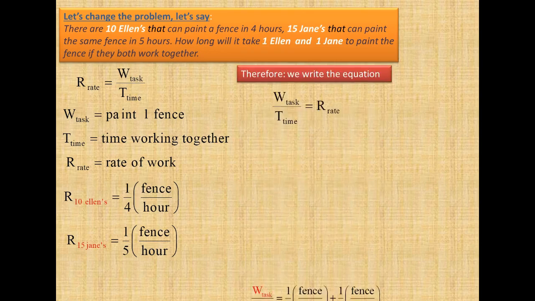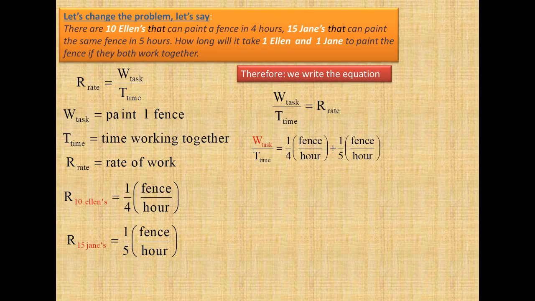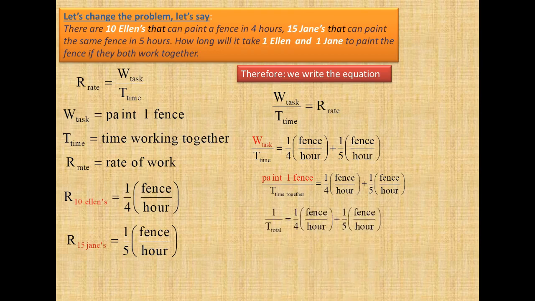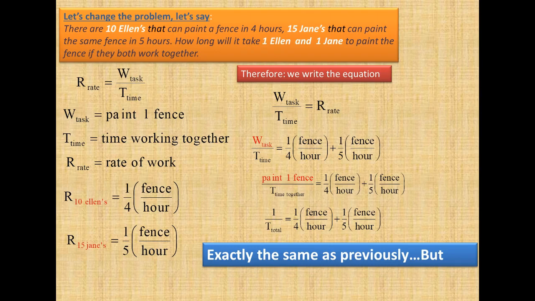Therefore, we write the equation and we insert our rates, and W is equal to 1 fence. So therefore, 1 over T is equal to 1/4 fence per hour plus 1/5 fence per hour. Same as previously. Exactly the same as the previous problem. But this time we have 10 Ellens and 15 Janes. But we said 10 Ellens can paint a fence in 4 hours and 15 Janes can paint the same fence in 5 hours. Let's continue.